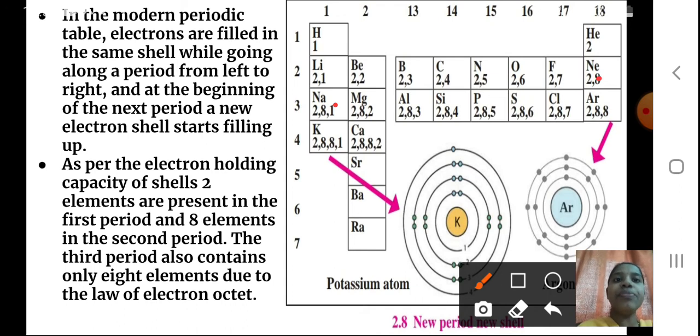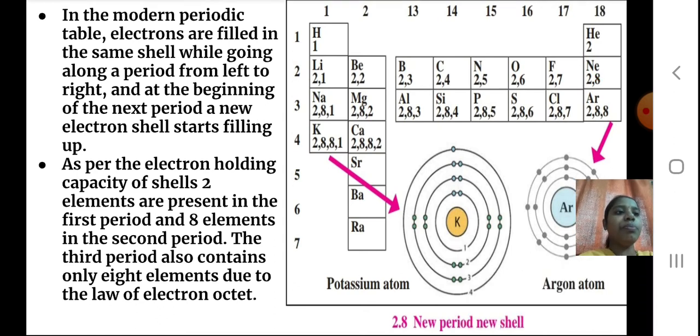Okay, as per the electron holding capacity of the shells, 2 elements are present in the first period and 8 elements in the second period. Okay, the third period also contains only 8 elements due to the law of electron octet. You will see only 8 electrons are present. Okay, students, I hope you understood till here.